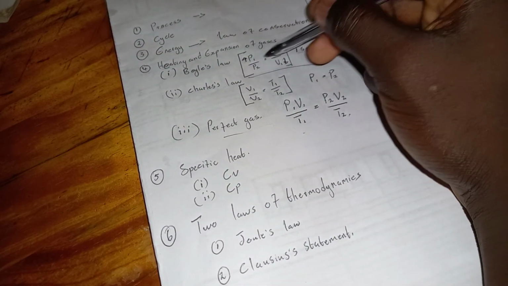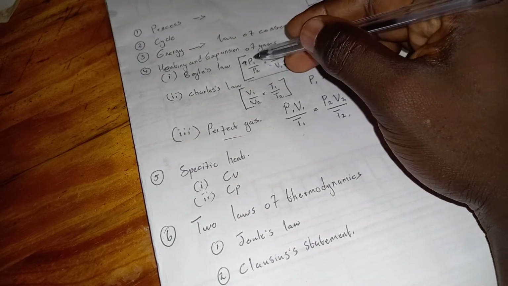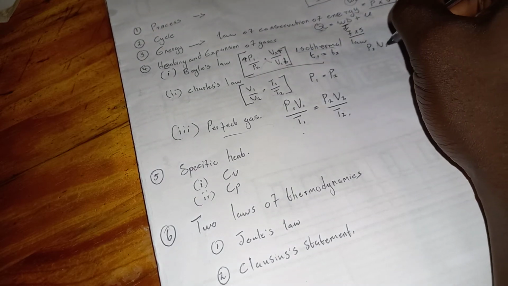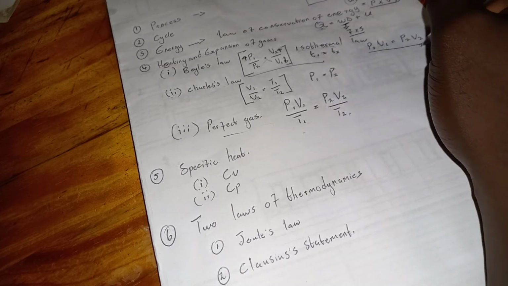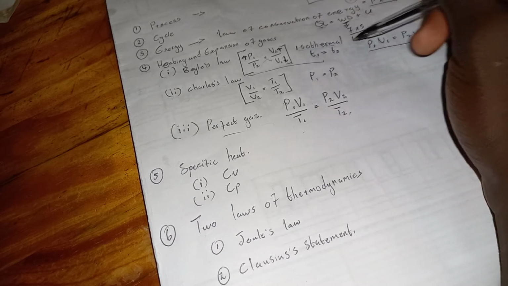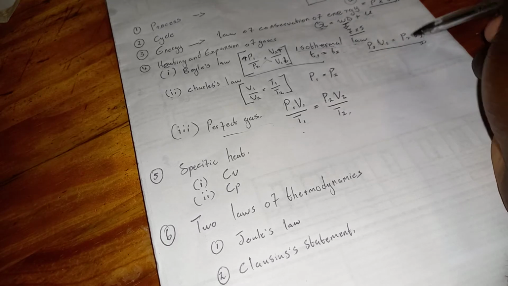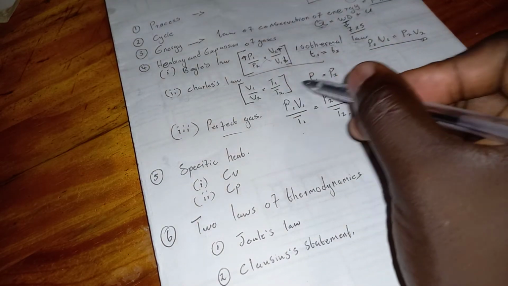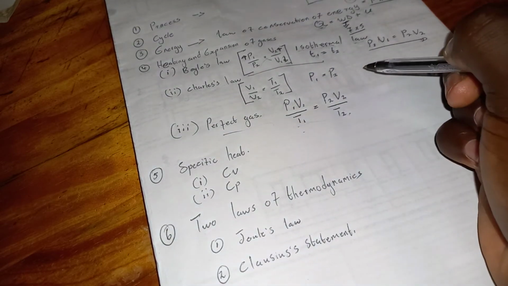So if we simplify this formula, we can cross multiply and end up with P1 V1 equals P2 V2. So this is the law of the isothermal process, right? And then this is the combination of these two, right?